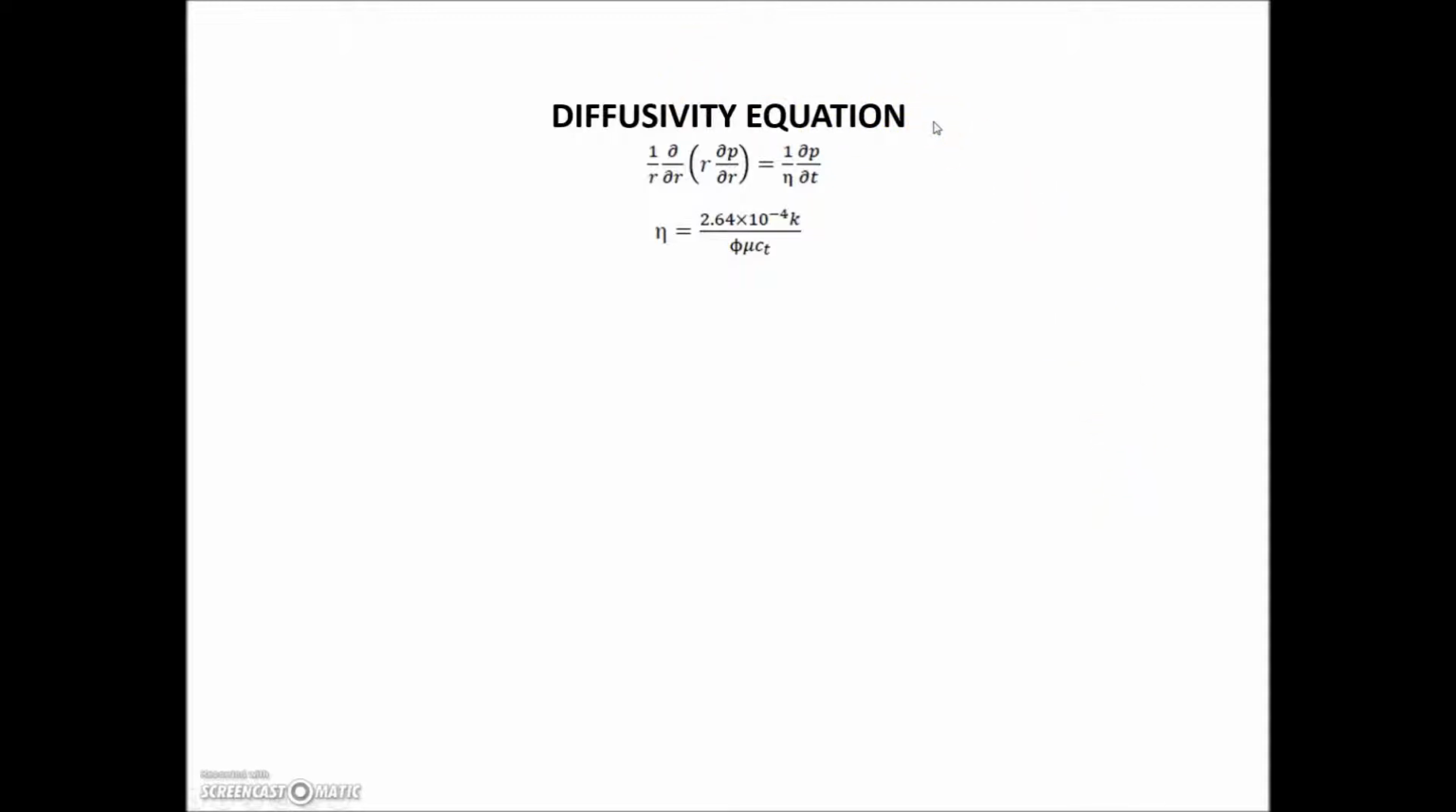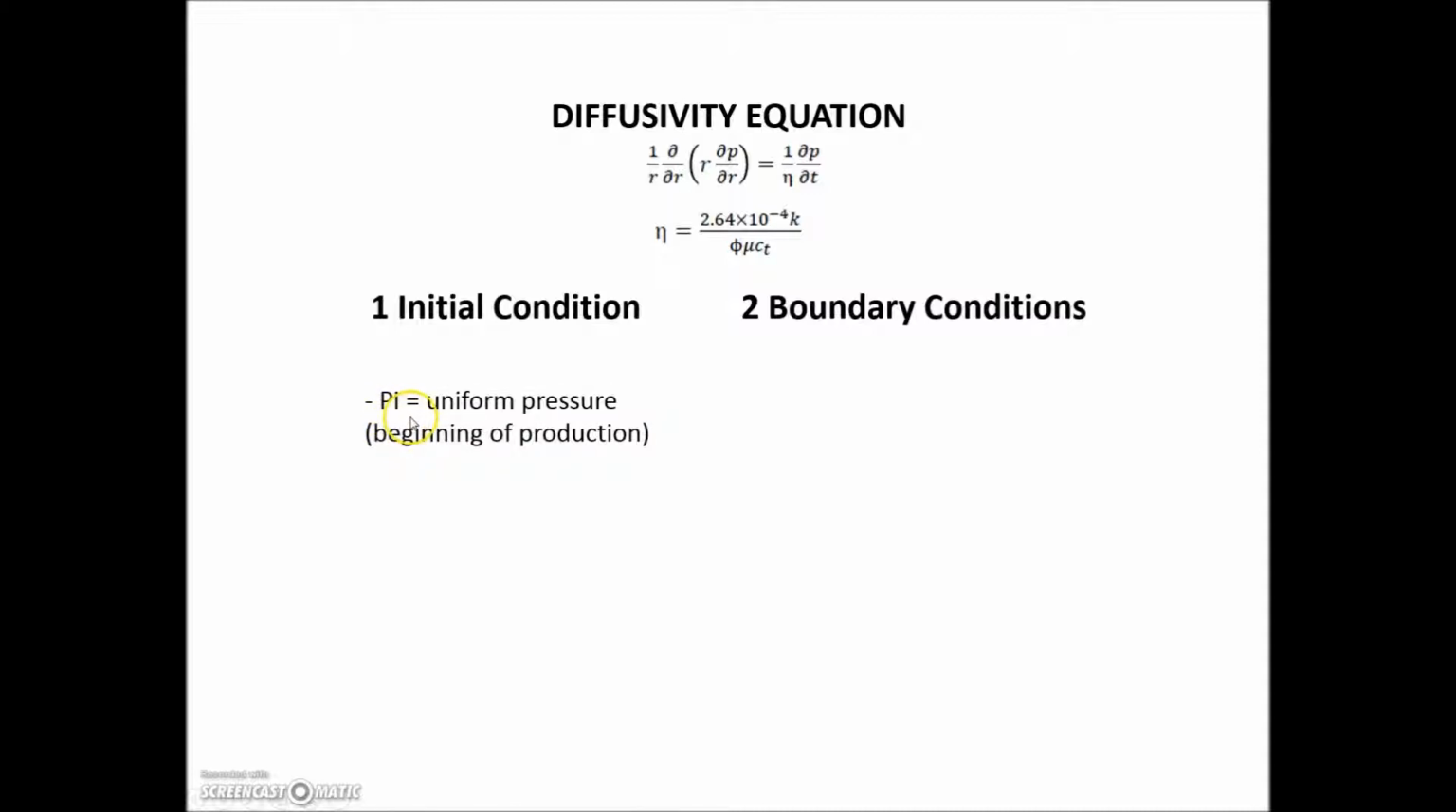Solution for unsteady state. Based on this diffusivity equation, we can see there are two conditions. The first condition is the initial condition, and the second condition is the boundary condition. The initial condition states that reservoir pressure is at uniform pressure at the beginning of production. For the boundary conditions, the first states that the well is produced at a constant production rate, and the second states that the reservoir is infinite in size.